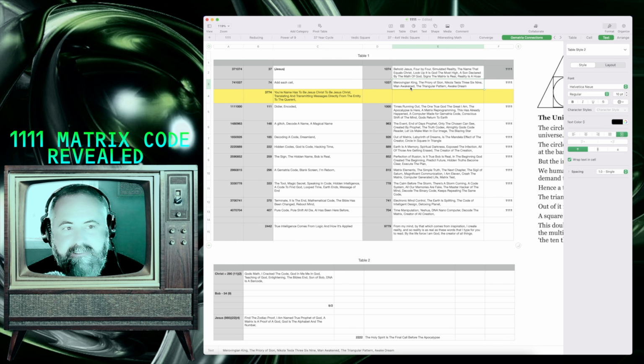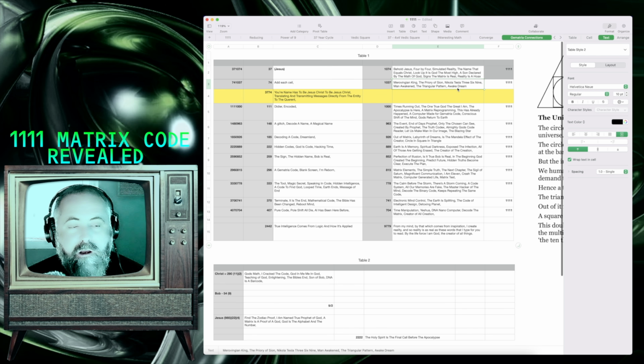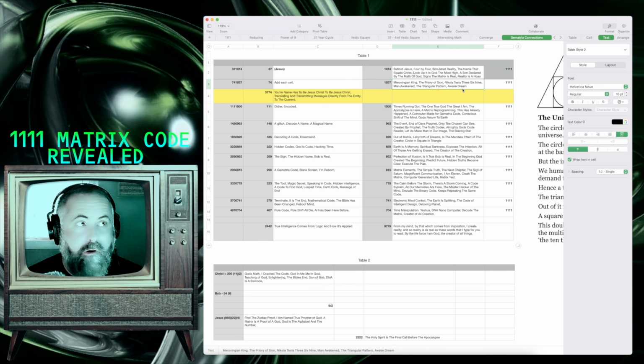We also get the phrase man awakened, which appears to be what's happening. This is sort of an awakening. We get the triangular pattern, which if you go back to the power of 9 that I talked about in the last video, is the triangular pattern. And then we also get awake dream. Well, if this is a simulation, then it is like a dream that we are, or we appear to be, awake within. But maybe we're not truly awake, and that's why it's saying man awakened, because we are waking up.